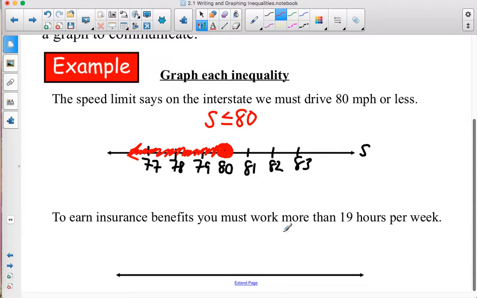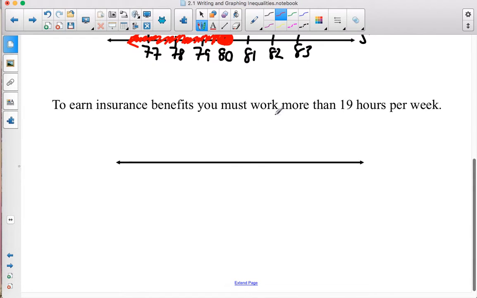The other one was insurance benefits. It says, to earn insurance benefits, that means your employer will help pay for medical costs if you need to go to the orthodontist or the dentist or you get sick. They'll help pay for part of those. You must work more than 19 hours per week. So hours is my variable, so let's label my number line H. That's what I'm counting. The point of interest is 19, so let's put 19 in the middle, and then above it we've got 20, 21, and 22. Below it, I've got things like 18 and 17 and 16.